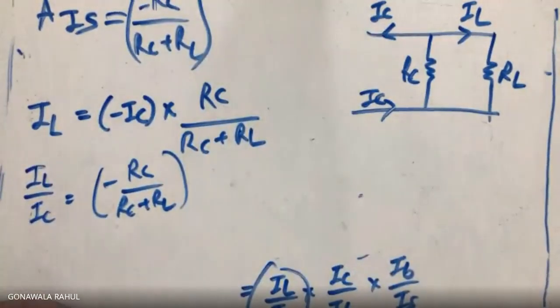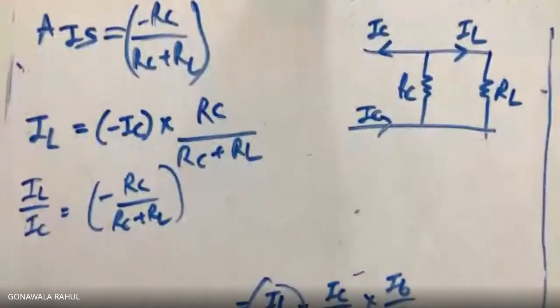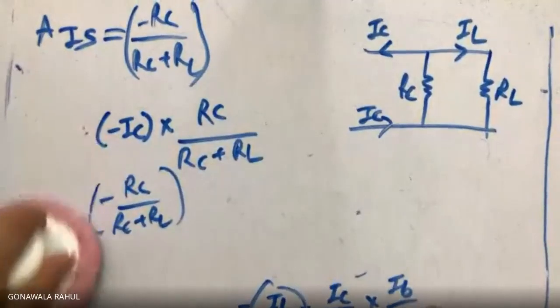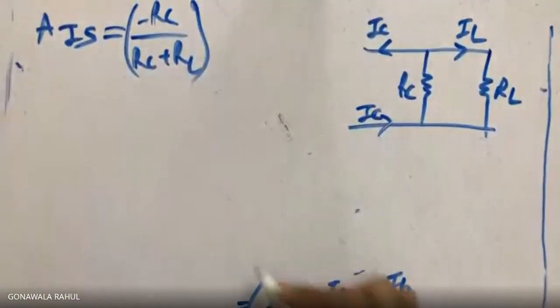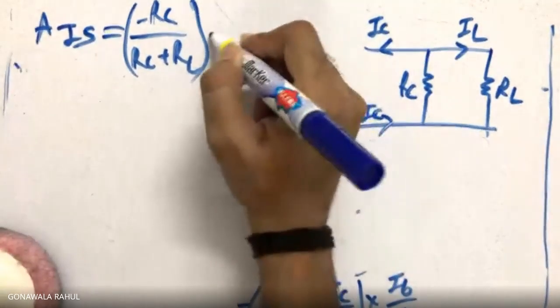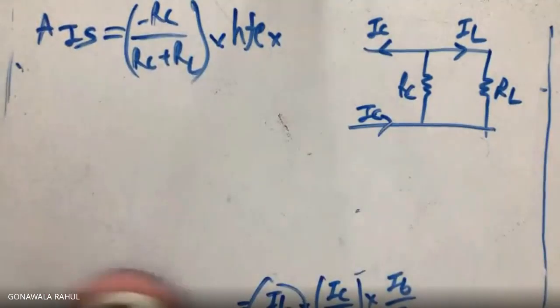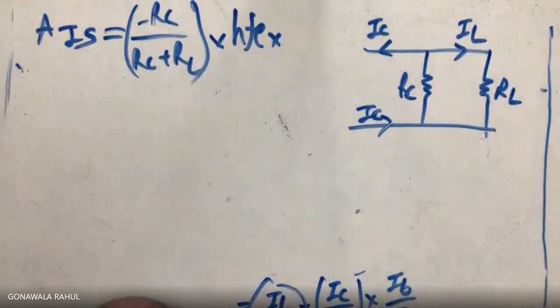Clear? Minus RC upon RC plus RL. So this first is done, the first parenthesis has been cleared. Now next, IC by IB, this we have already derived. That is HFE, so I am directly writing HFE. Now the third is IB by IS.